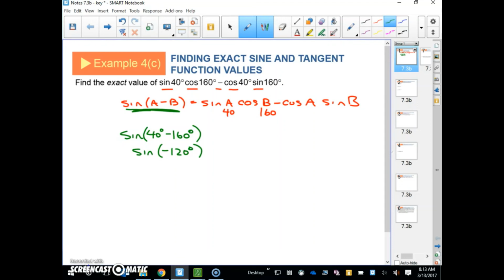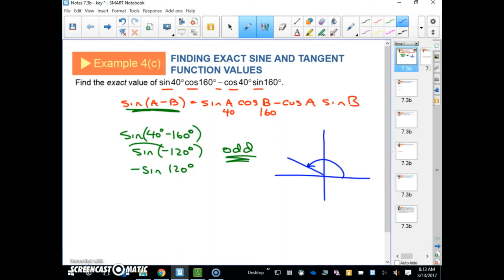Now, one thing you might do is use one of those negative angle identities, and we know that sine is an odd function, and so basically that means we can pull that negative out. I'd rather find negative sine 120 anyway. Negative sine 120. So remember how we do 120. Okay, 120 degrees puts us about right there. We look at our reference angle. The reference angle is how far off the x-axis. That's 60.